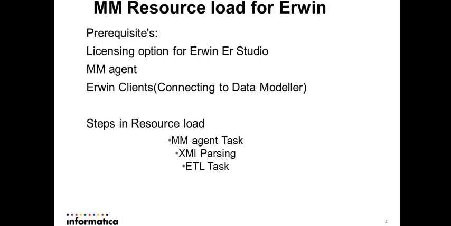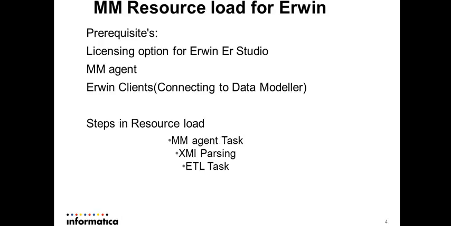Steps in the Erwin resource load can be divided majorly into three steps. First one is the agent task, where the Metadata Manager agent would connect to the Erwin data source, read the metadata, and then save them as XML files in the info home location.